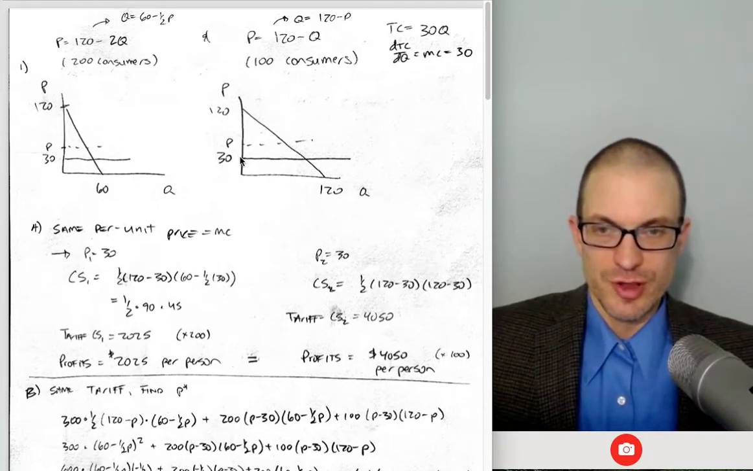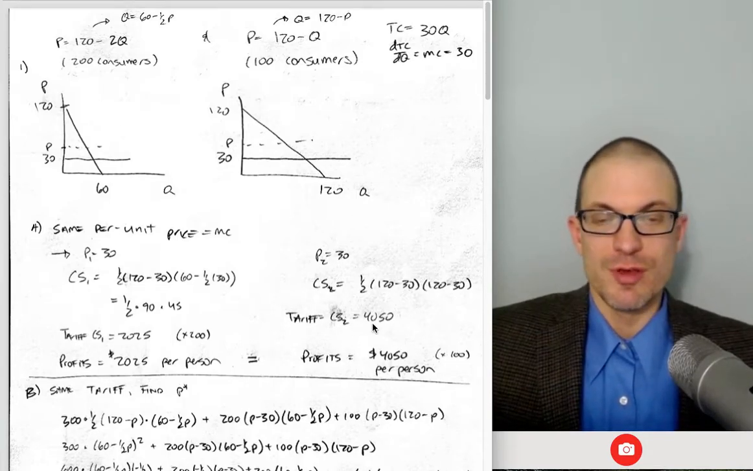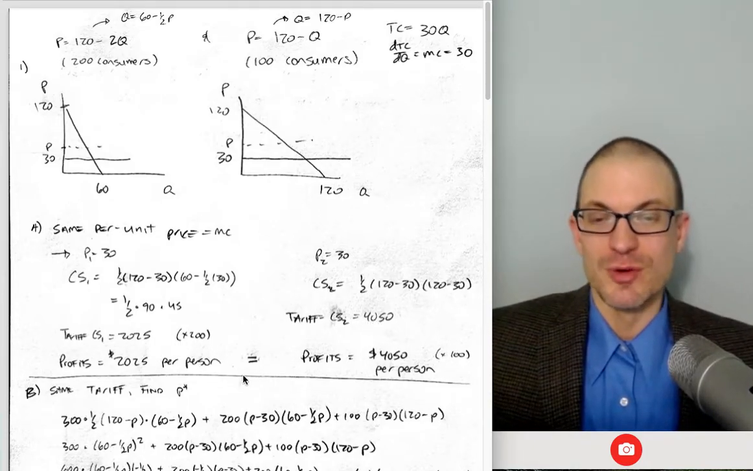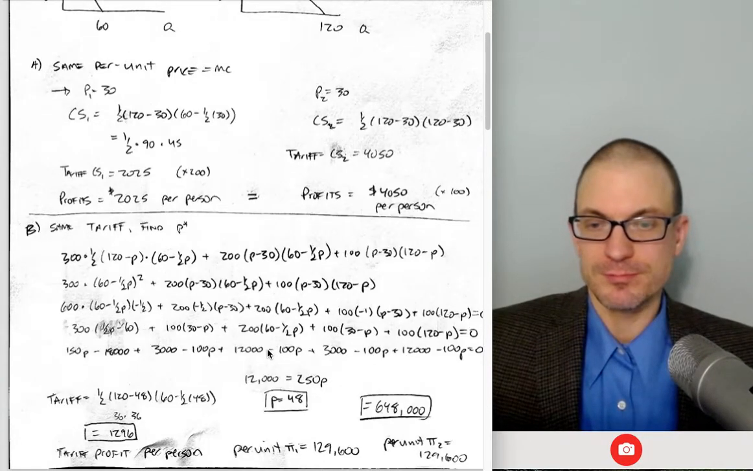Over here, it turns out this area is just 120 minus 30, that's 90, squared, times 1/2, or an area of 4,050, right? And I've got 100 of those consumers. Well, it turns out 100 times this is equal to 200 times that. So it's equal either way. So it doesn't matter which one we set. Profits are going to be the same either way.